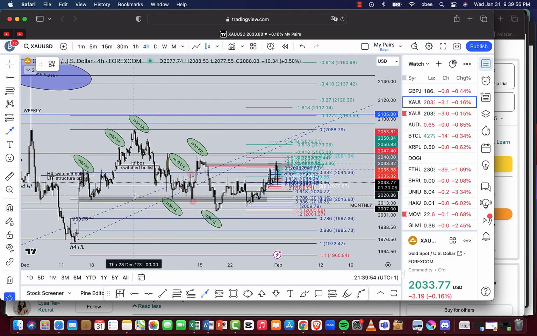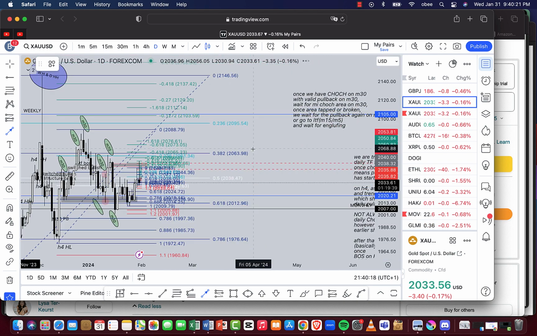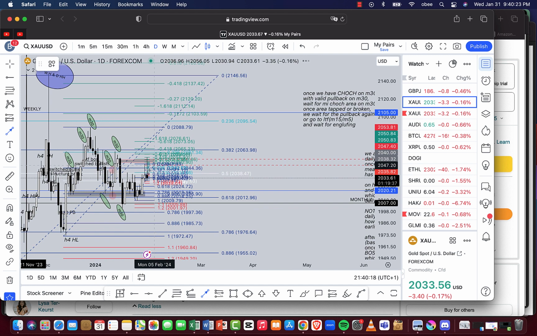We see that price tested this area multiple times. We had a little break right here. Okay, so with this break right here, we are currently on a lower time frame bearish trend. So basically the M30 is bearish, but the higher time frame is bullish. So that means H4 is bullish, and then daily is bullish as well. Okay, so now let's have a look over here as we are looking at where price is currently at.